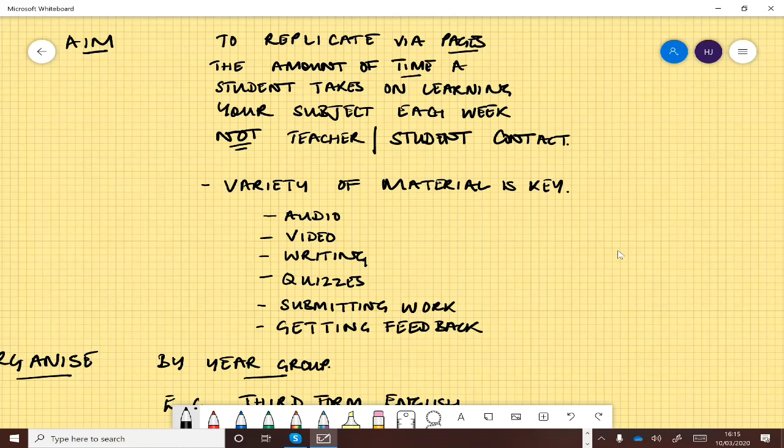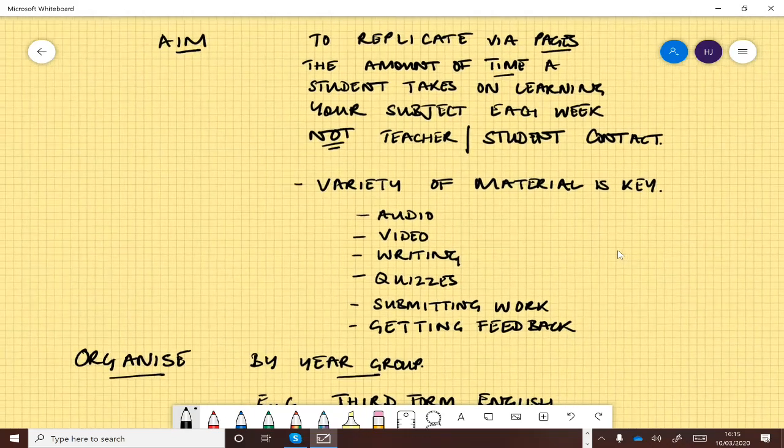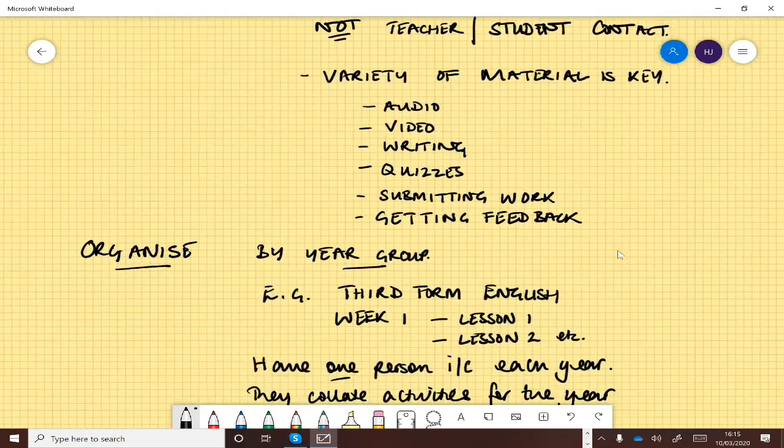It can be in a number of ways, but these are all activities that we can use to replicate the amount of time that we would ordinarily have with a student during the course of that given working week. Now let's talk organisation for a moment.